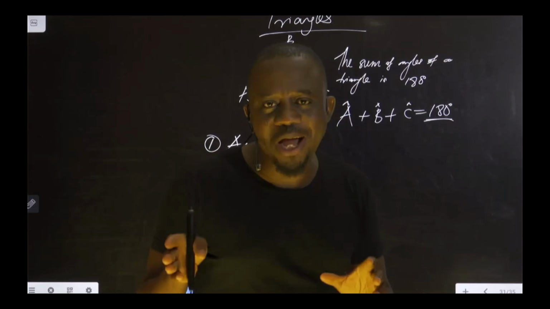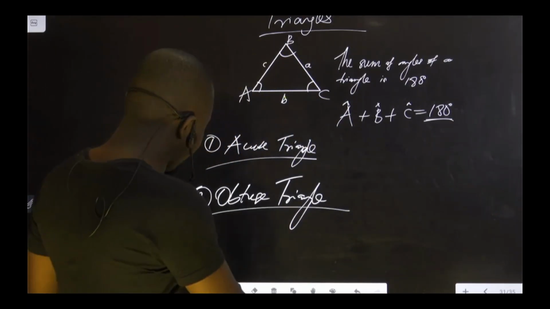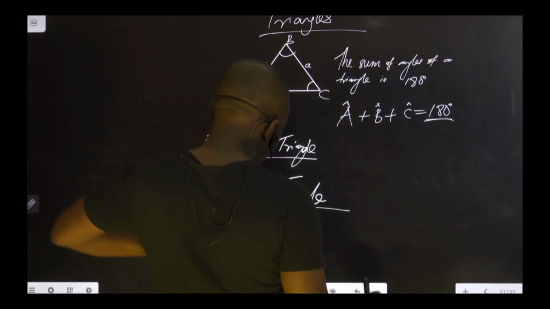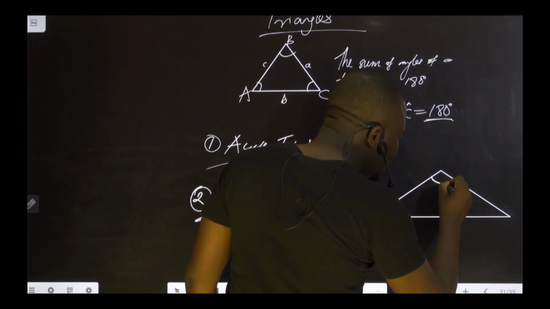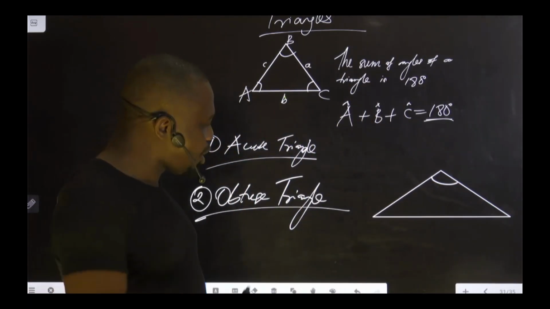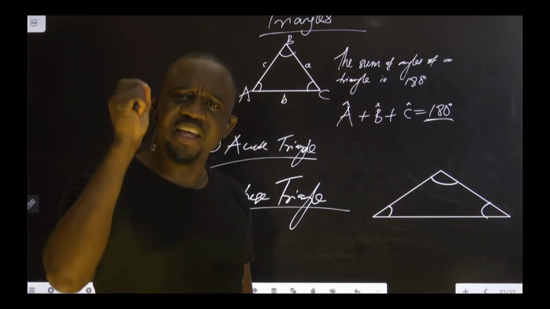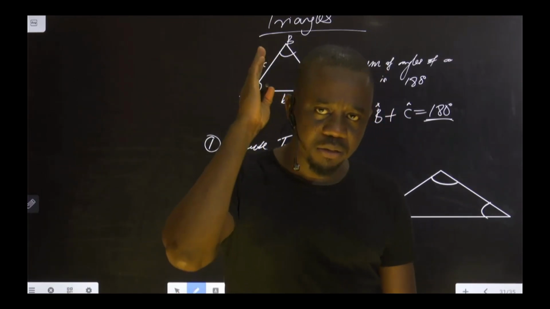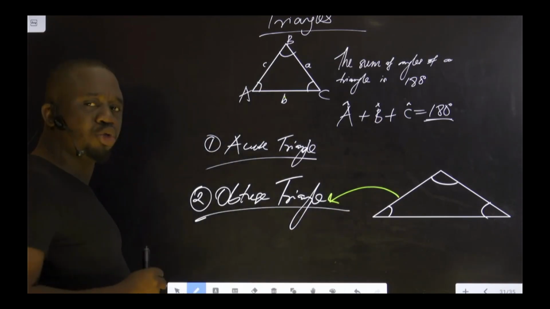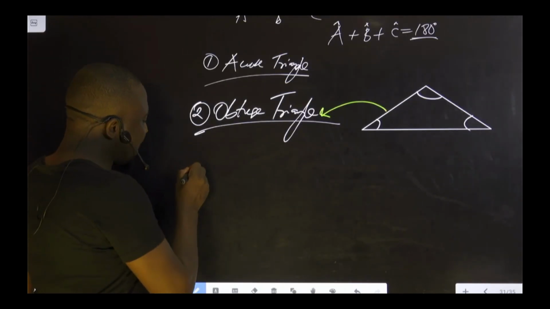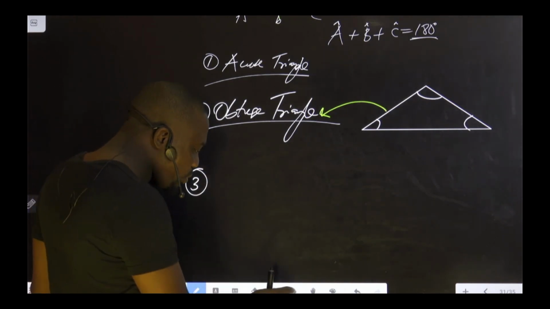The next one now is the obtuse triangle. When we say obtuse triangle, one of the angles is more than 90 degrees. Let's see how we draw such. If I draw this, for instance, in a way that I tell you this angle is greater than 90 degrees, although this is less than 90 and this is less than 90, because one of the angles is more than 90 degrees, we say such a triangle is called what? Obtuse triangle.